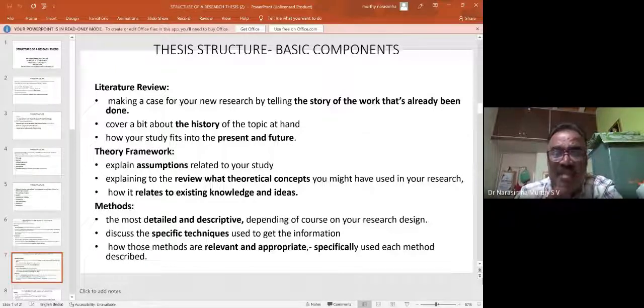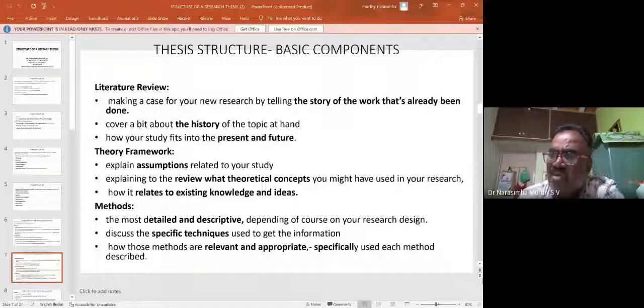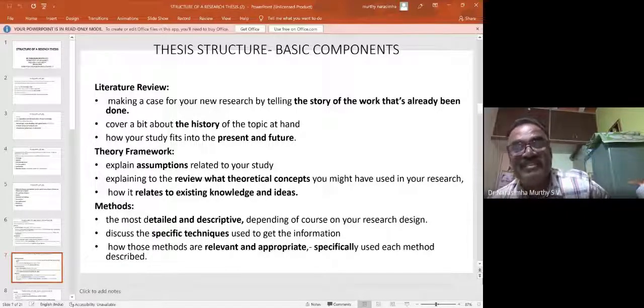And this will help you to get a theoretical framework. Any student who comes to the supervisor, the first thing you will be asked is to choose a topic. The second thing, immediately, will be the theoretical framework, because you have to make certain assumptions and you have to explain what theoretical concepts you might use or you may want to use. And remember how these theoretical concepts relate to the existing knowledge and ideas.